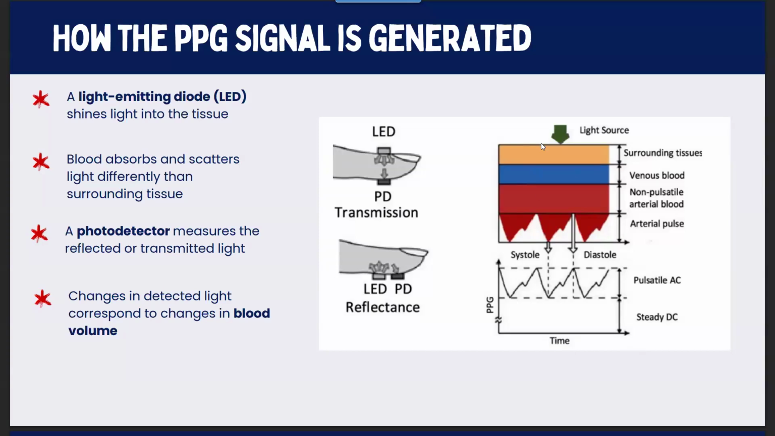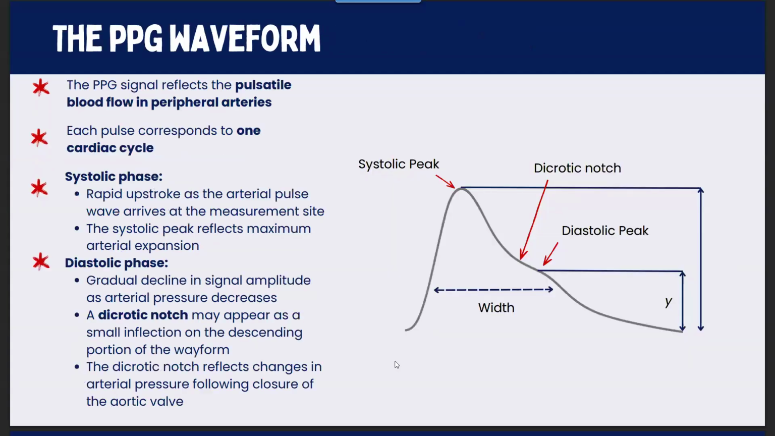Versus for some of the more dense tissue like bone, we won't be able to make any headway with that light emitting diode. So as we shine the light onto the finger, ear, or wrist, we then have this light reflected to the photodetector. And this then measures the reflected or transmitted light. So changes in the light then correspond to changes in the blood volume at the periphery.